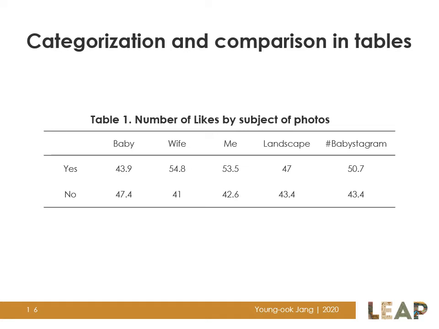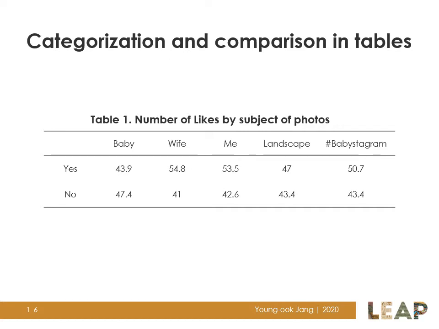Right? If I don't, it's 41, something like that. So if I have myself, then the number of likes goes up, and if I have landscape, then the number of likes also goes up. And if I have the hashtags here, conditional on the presence of baby, if I have Babestagram, the hashtag in my posting, then the number of likes goes up.